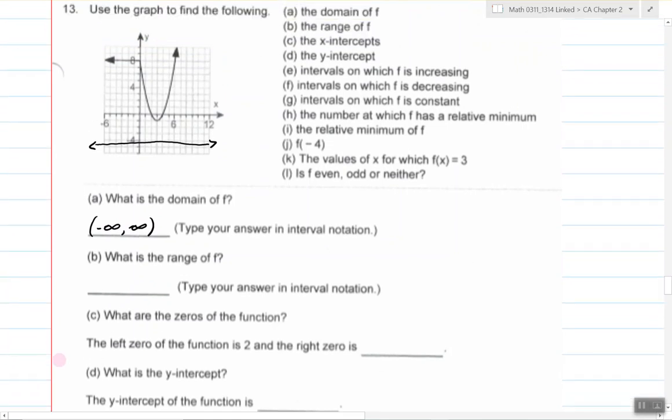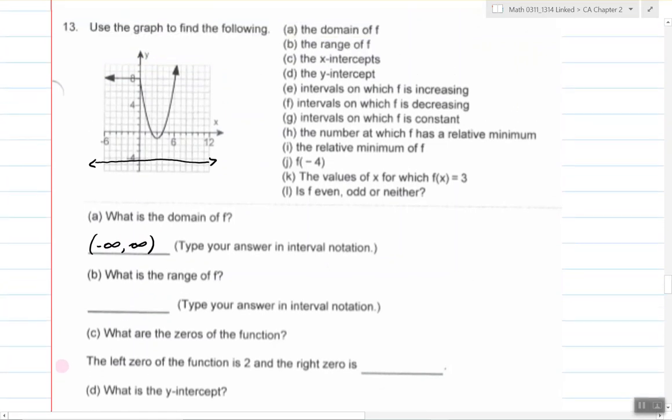Next, it wants to know the range. Now the range of this is bottommost y to topmost y. Does it have a bottommost y? Yes, it does. Its lowest y value is right here at -1 in the y direction. What is its topmost y value? It is headed up to positive infinity. So this will be from -1 to positive infinity. And we're going to make those open intervals.